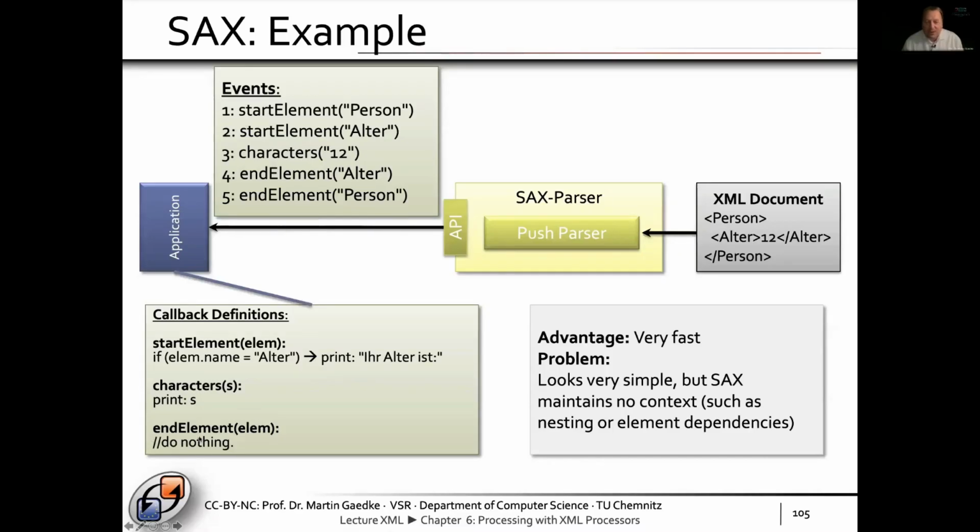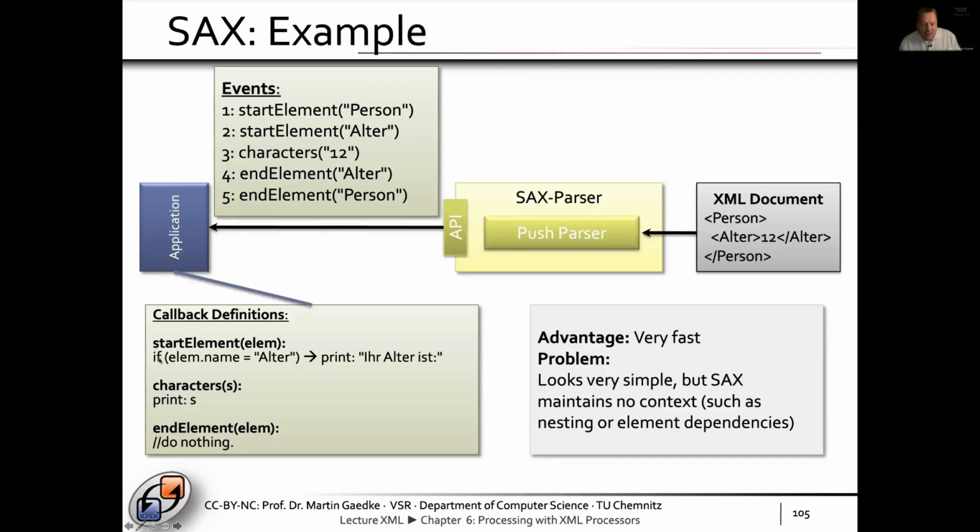End element is called when the end element is found. So let's push this XML document into the parser. As you can see here, the first element that the parser will activate is an event thrown because the parser finds an element called person. So the start element person is called.